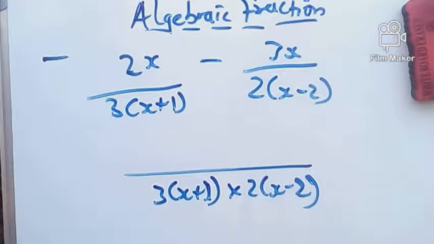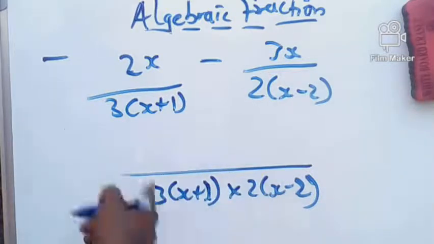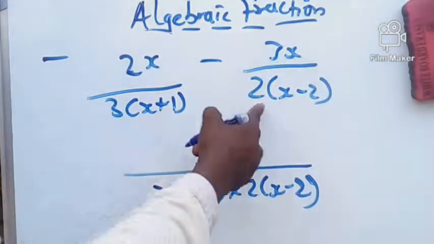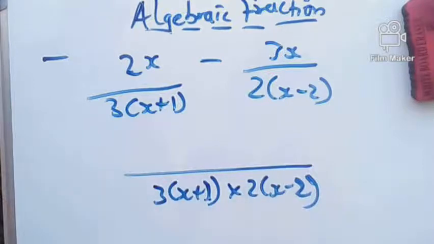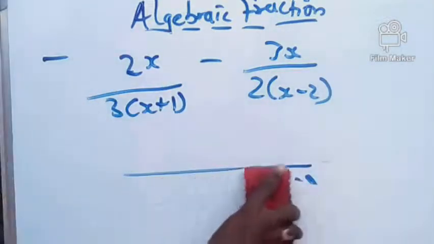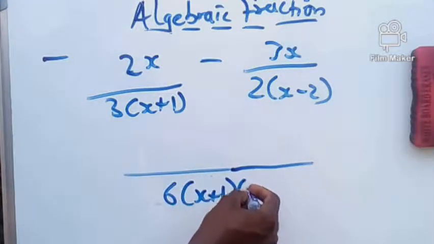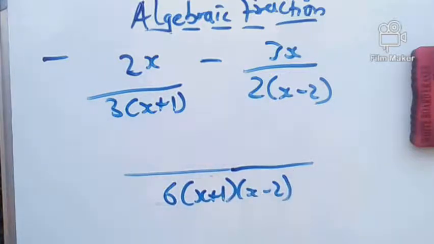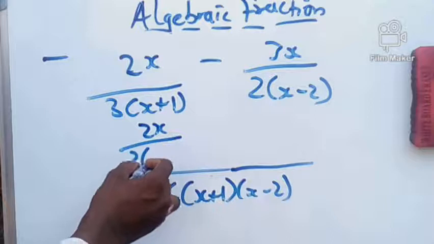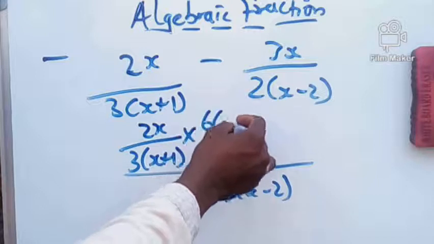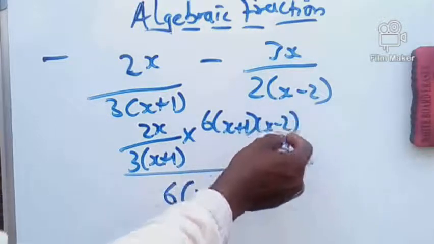So that's it. Now when we expand this out, we multiply constant by constant and binomial with binomial. 3 multiplied by 2 is 6. So we rewrite this as 6 into x plus 1 into x minus 2, and that is the LCM. So we go ahead and take each of the fractions and multiply by the LCM. Take the first fraction, 2x over 3 into x plus 1, multiply by the LCM, which is 6 into x plus 1 into x minus 2 over 1.